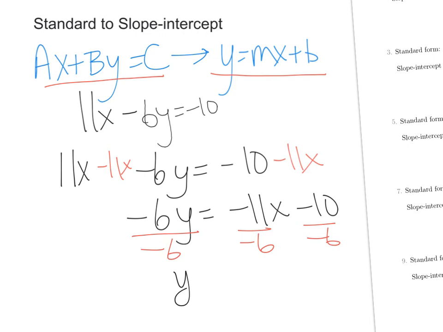Simplifying that, I get my final answer, y equals positive 11 over 6x, plus 10 over 6. Now I can reduce that, if I divide both by 2, I get 5 over 3. And then I'm done.